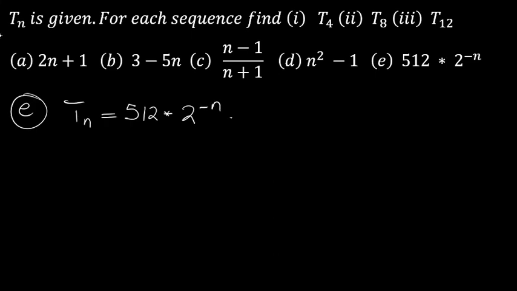Now we're asked to find the fourth term. The fourth term will now be the nth term when n is equal to 4, which is equal to 512 times 2 to the power minus 4.